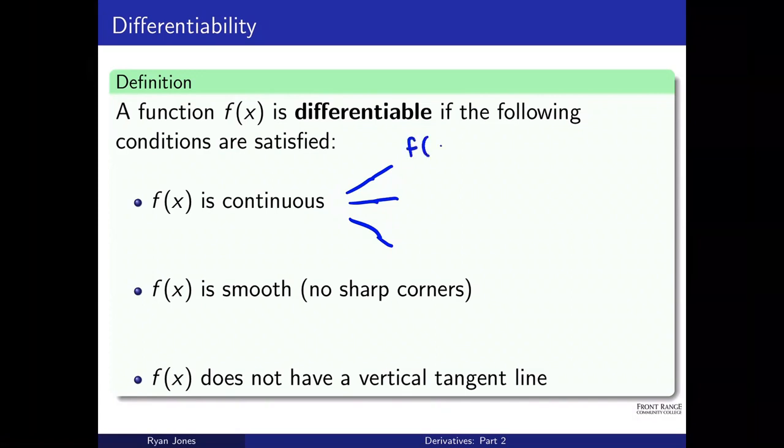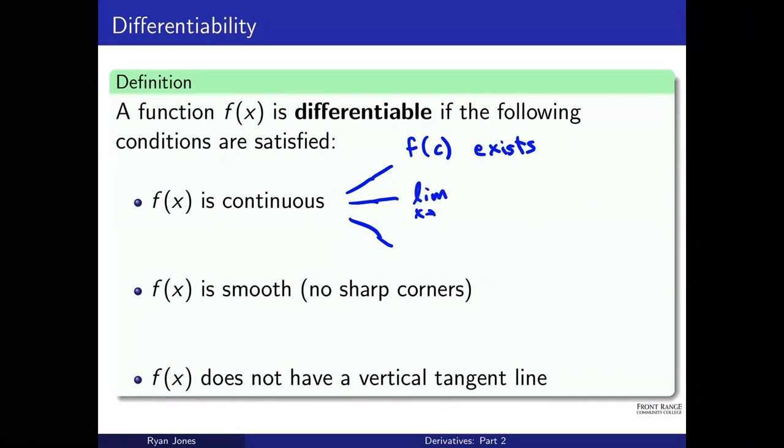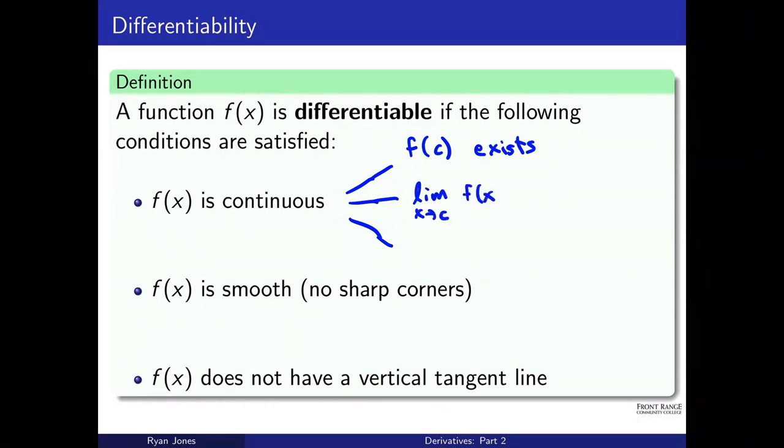And let's remind ourselves: f of c exists, the limit as x approaches c of f of x exists, and these 2 things better be equal to each other. So if a function is not continuous, then it is not differentiable. There we go. Limit equals the function.